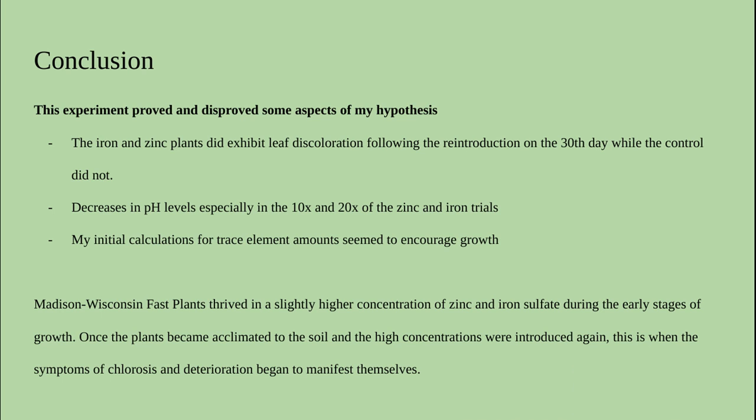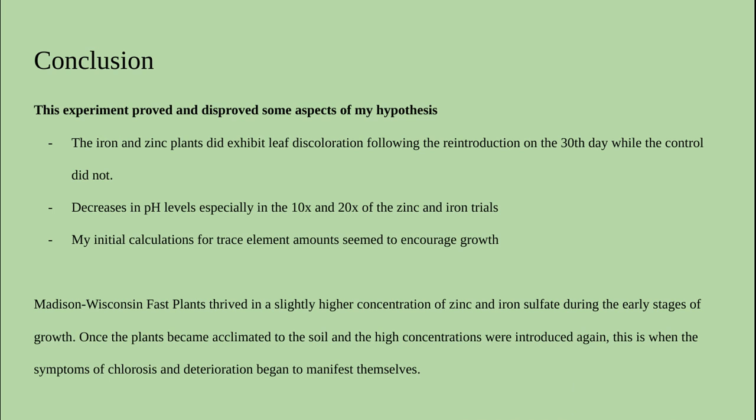So the experiment proved and disproved some aspects of my hypothesis. The zinc and iron plants did exhibit leaf discoloration following the reintroduction on the 30th day, while the control did not. Also, the decreased pH levels were exhibited especially in the 10 and 20 times the ideal amount concentrations, and my initial calculations for trace elements actually seemed to encourage growth.